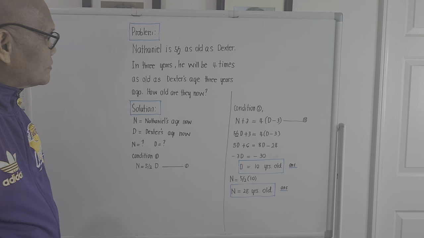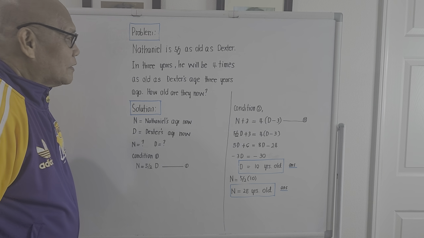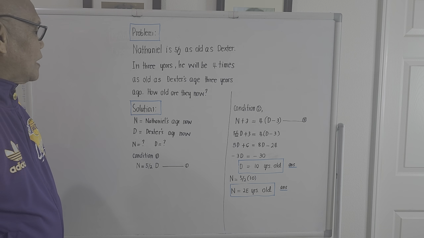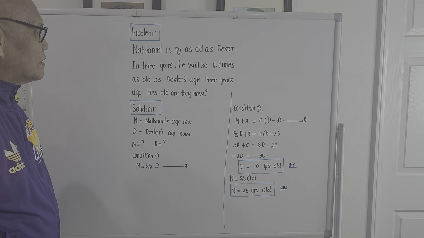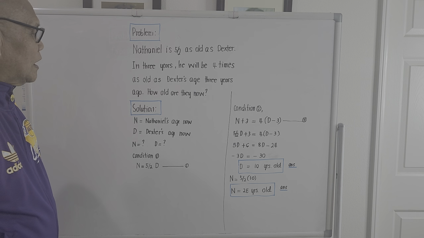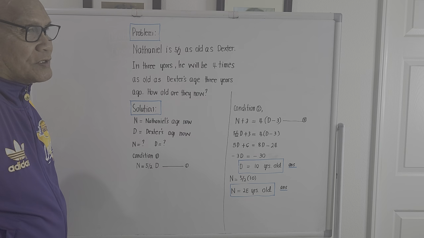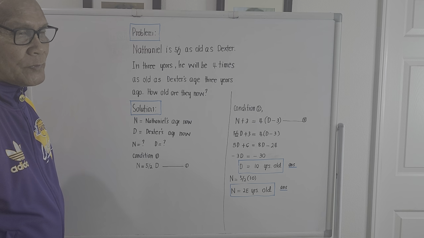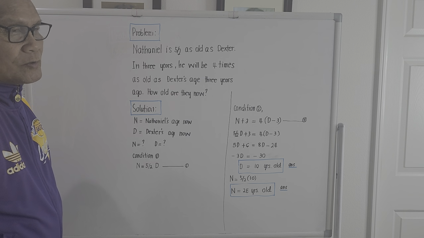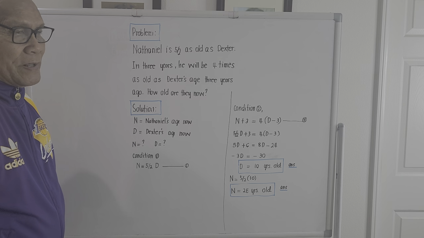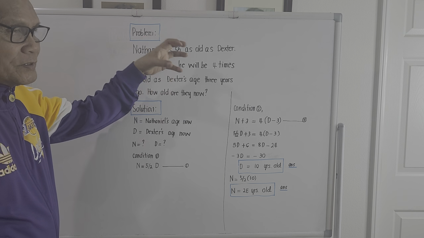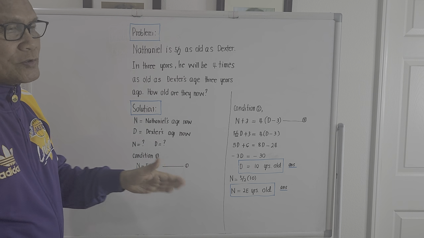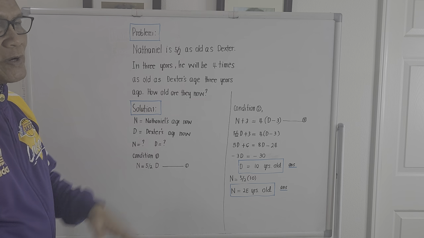Nathaniel is 5 halves as old as Dexter. In 3 years, he will be 4 times as old as Dexter's age 3 years ago. How old are they now? This problem falls under the so-called age problem, under verbal problem. The only way to solve this problem is to bring out the equivalent of the verbal explanation in terms of an equation so we could solve for the unknowns. Okay, let's try to bring out the solution.